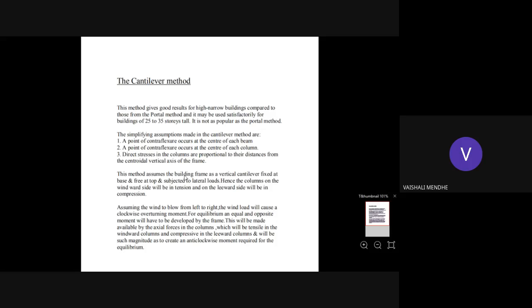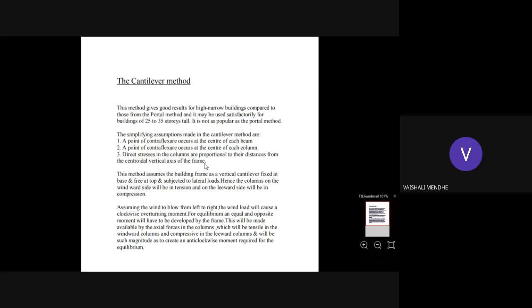The first two assumptions are the same as in the portal method. The point of contraflexure occurs at the center of each beam. The point of contraflexure occurs at the center of each column. And this third assumption is important, that is, the direct stresses in the columns are proportional to their distances from the centroidal vertical axis of the frame.